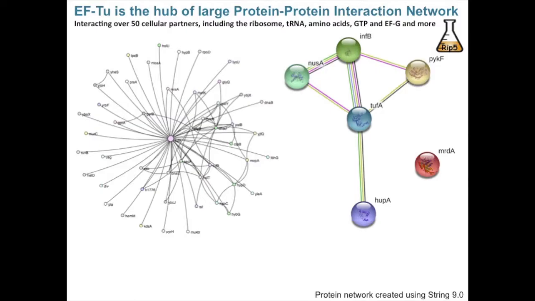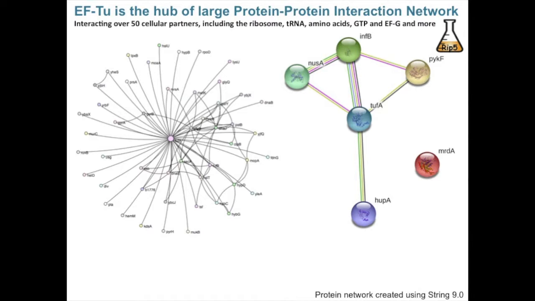You recall from earlier in this presentation, EFTU is important in protein translation. It brings amino-acylated tRNAs to the ribosome. What it also does is it binds to a lot of other proteins. In fact, EFTU has this huge protein-protein interaction network, and it's the hub of that network, binding to about 100 different molecules. This one protein is interacting with 100 different molecules inside of the cell.